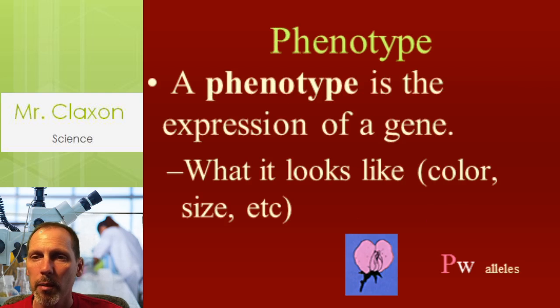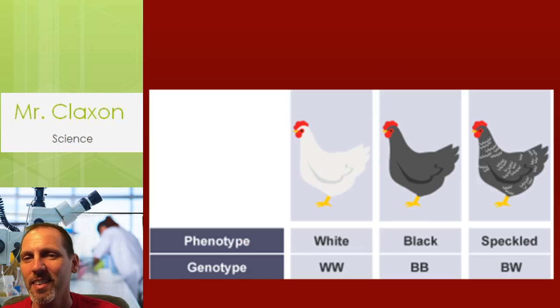The phenotype is what it looks like, so the appearance of it. So if I gave you this example and asked what's the phenotype of this individual, don't say PW, that's the genotype. The phenotype would be pink or purple, whatever color you think that is.